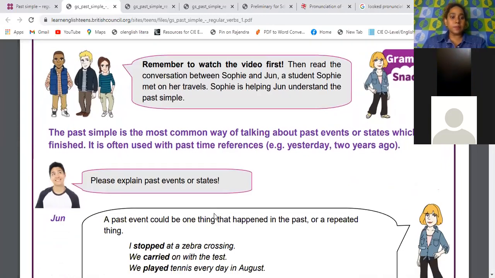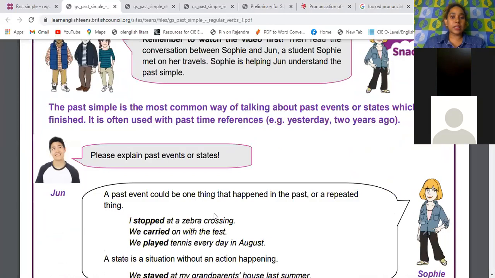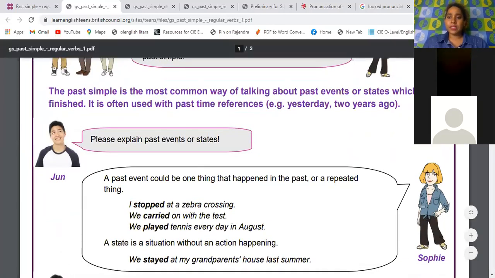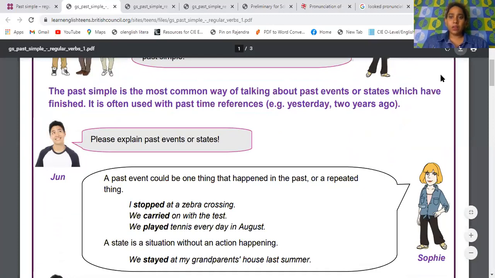So we watched it. Now let's read this. You can see this purple thing, a sentence. It says, the past simple is the most common way of talking about past events or states which have finished.